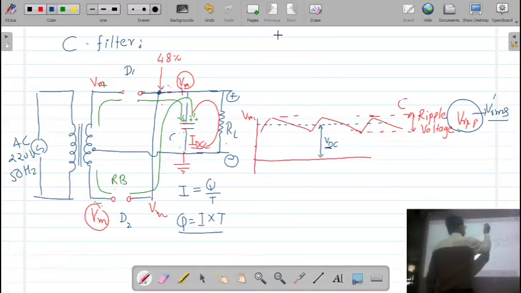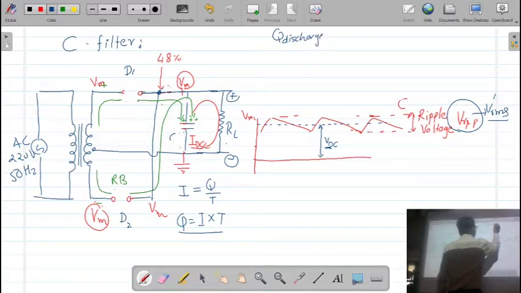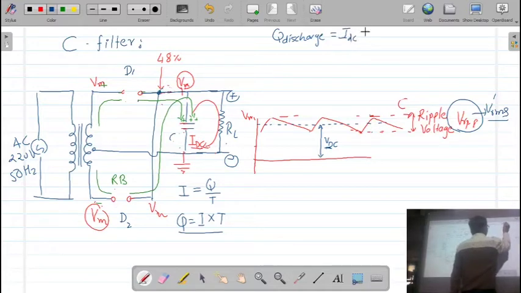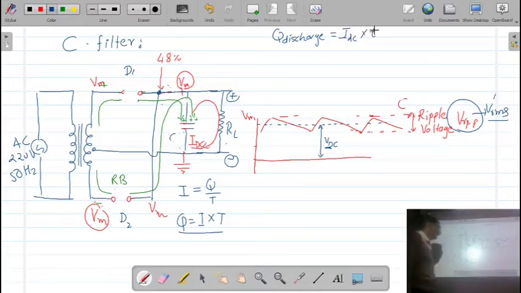So the Q discharge is equal to IDC into the time t. Now what is time t? For how much time period is it going to discharge?